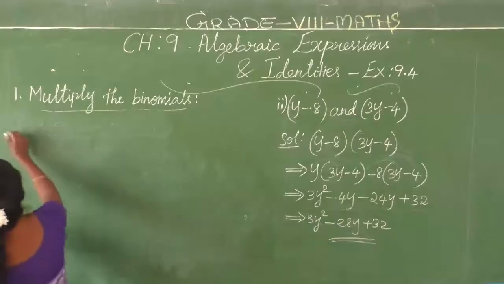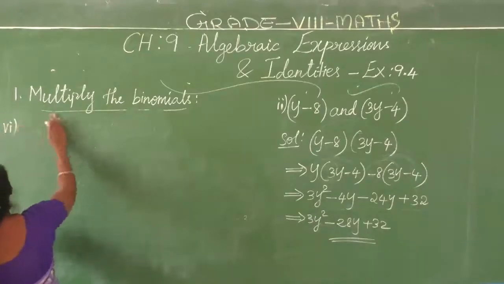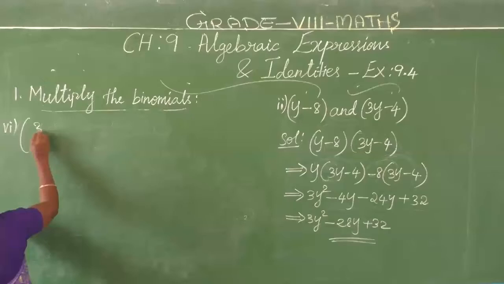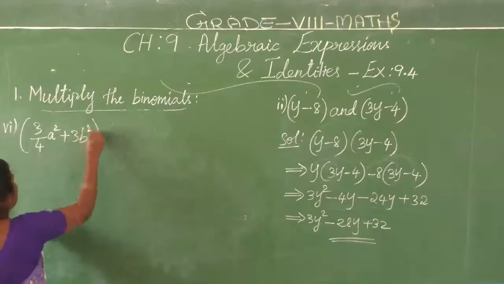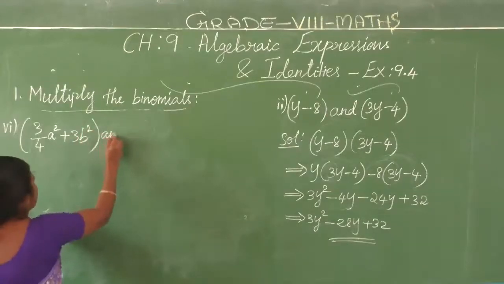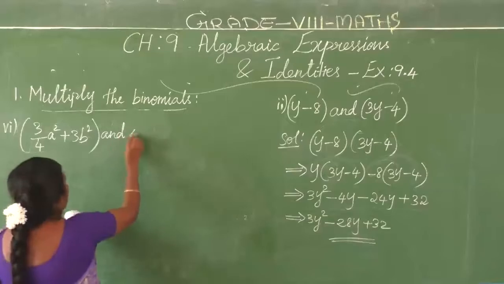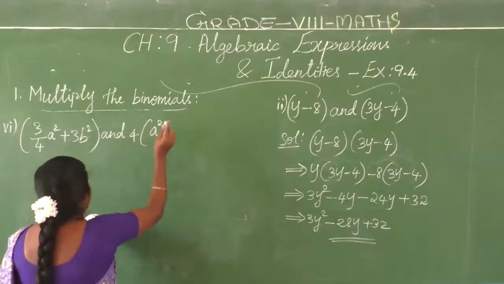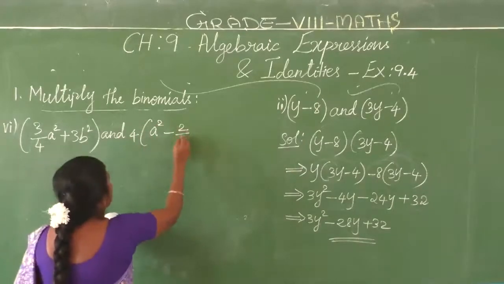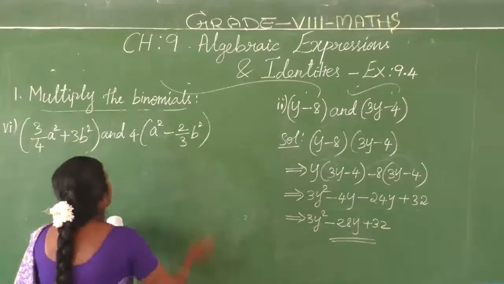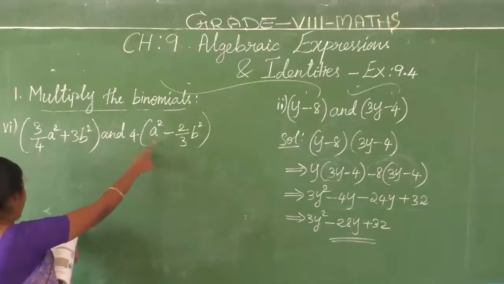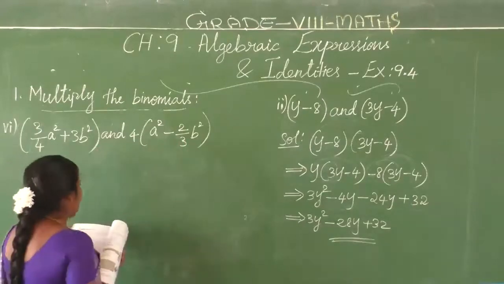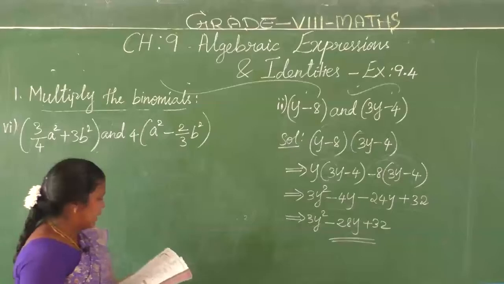See, sixth question I am trying. Okay, what is given? 3 by 4 a square plus 3b square and 4 into a square minus 2 by 3 b square. 3 by 4 a square plus 3b square and 4 into a square minus 2 by 3 b square. This to be multiplied.